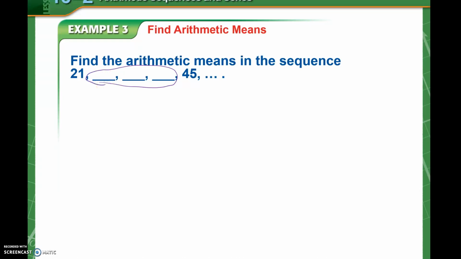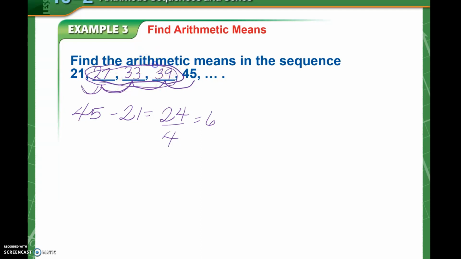So a few ways you can think about that. We added something one time to get this term, 2, 3, 4, and we ended at 45. So if I know how far I went, what's the distance or the length between those, 24, and I know I added something 4 times, it's the same thing, so it has to be in even increments, and I get 6. So I know I'm going up by 6, so that's 27, 33, and 39.